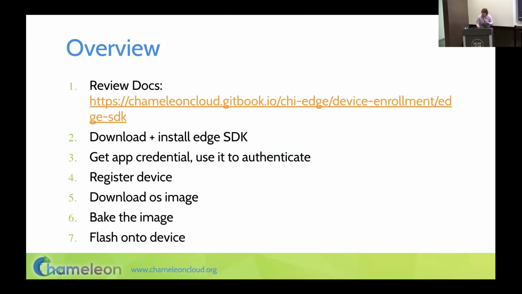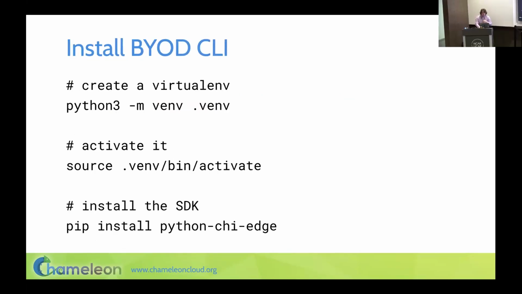The bring your own device flow is, again, documented on that same docs page. We have a little command line tool. You can just pip install python-chi-edge. And it will give you an interface to enroll devices, see what devices you have, and customize the downloaded disk images so that they can self-enroll. We have some pretty verbose instructions, because Python packaging is often a nightmare. Tried to make this very straightforward.